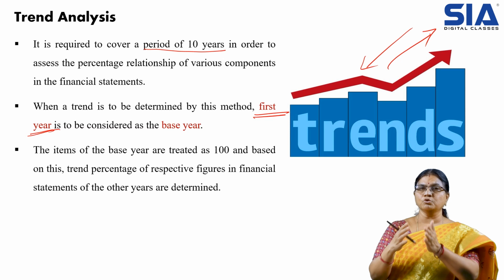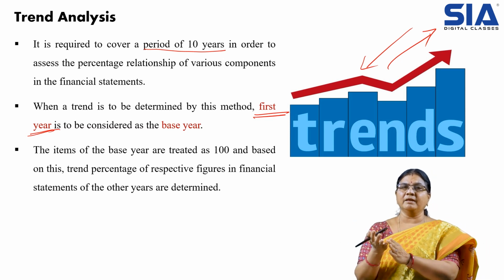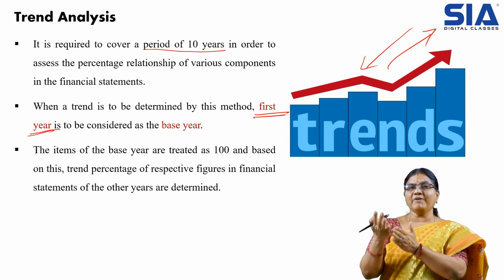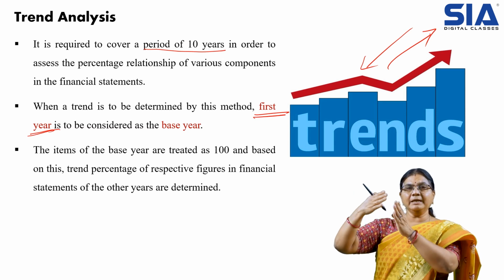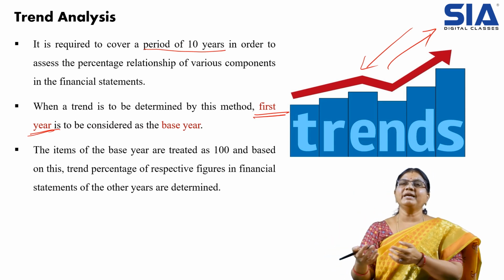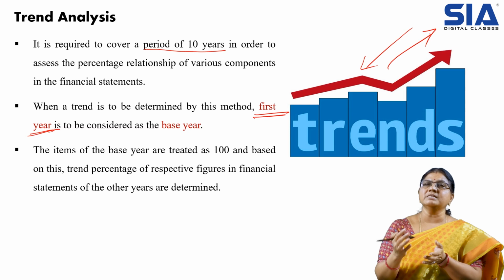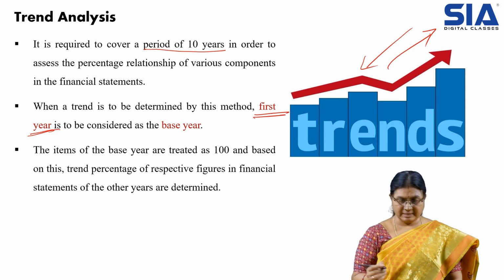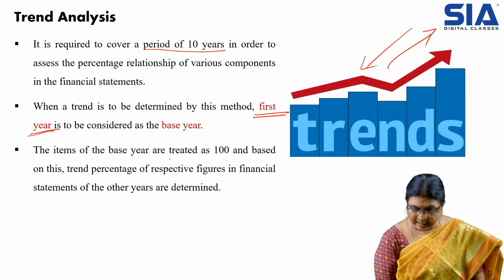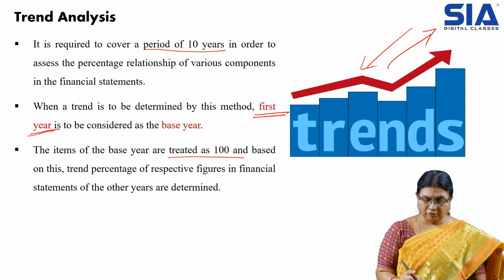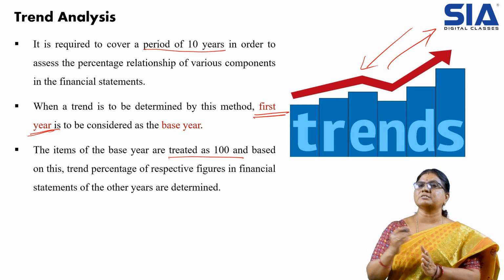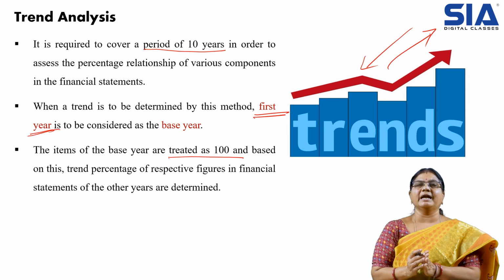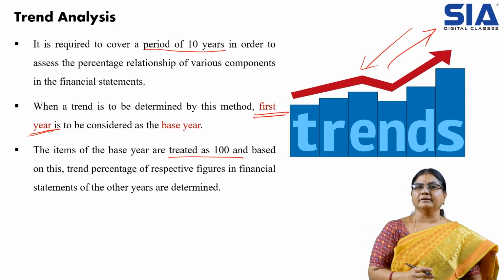Sometimes, if we are considering 10 years, up to 5 years it may be going in an upward, increasing way, and suddenly it may go in a decreasing way. So we can understand these changes with the help of trend analysis. Treating the first year as 100%, which we call the base, we compare the remaining years respectively so that we can understand the trend.